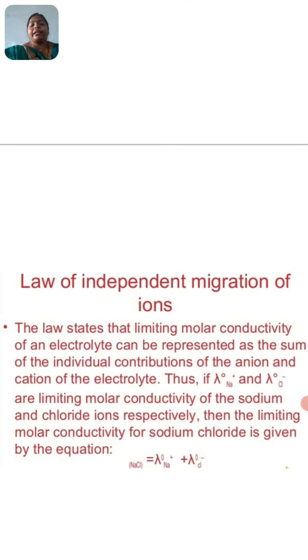Now, the law of independent migration of ions. The law states that the limiting molar conductivity of an electrolyte can be represented as the sum of the individual contributions of the anion and the cation of the electrolyte. Thus, if lambda 0 denotes the limiting molar conductivity of the sodium and the chloride ions respectively, then the limiting molar conductivity of sodium chloride is given by the equation.